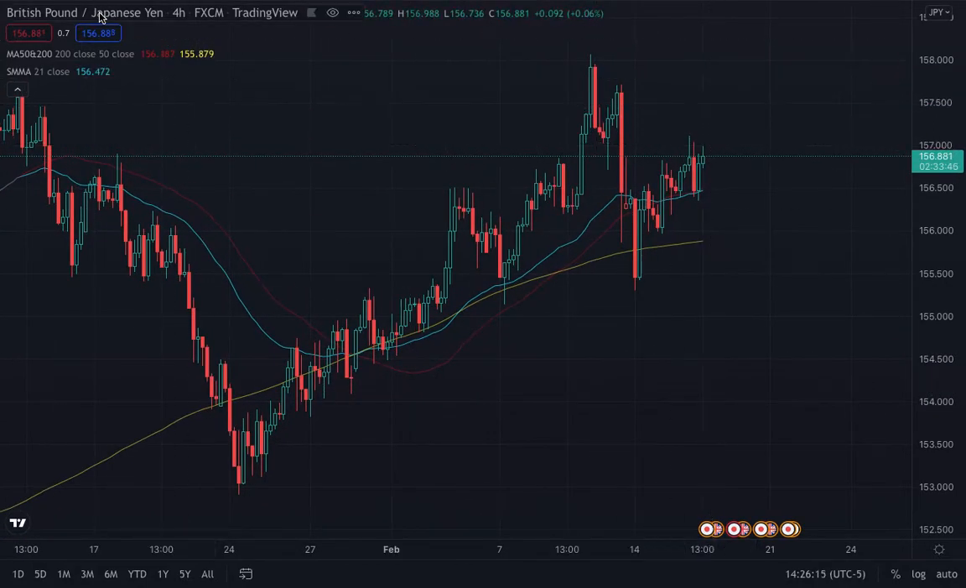This is on GBP JPY. On the 1 hour, comes down and blocks the whole order, okay? Comes down further, and then look, it's coming back up.